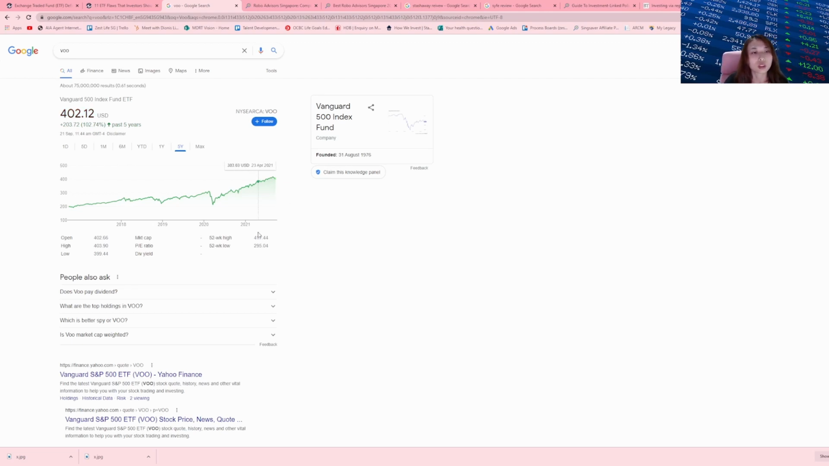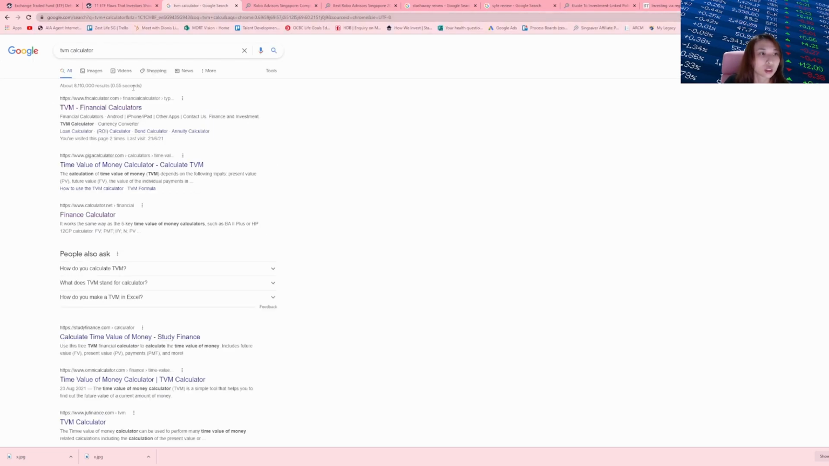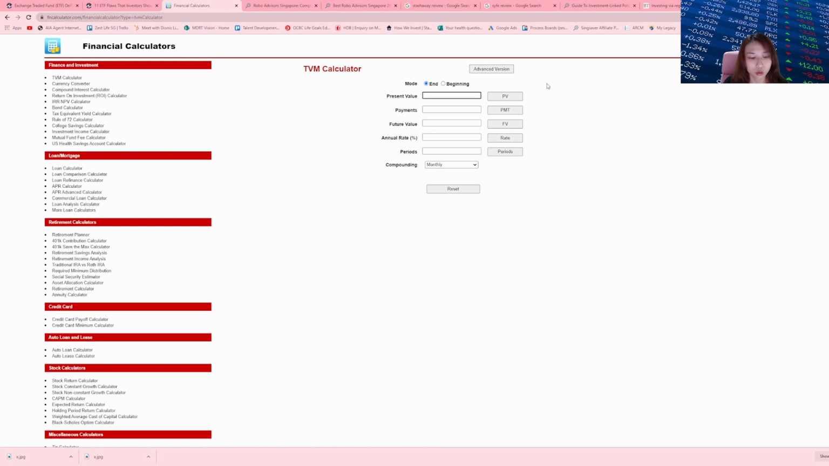So it's not every year a 30% return. So you need to see also the long term. Let's use the time value calculator to calculate. Present value is $200, payment 0, future value $400. Period, we compound annually, 5 years. So the annual rate of the ETF that we just looked at is about 15% annually. This is the type of return you can expect when you invest in ETFs.